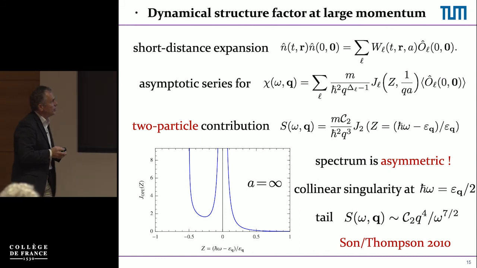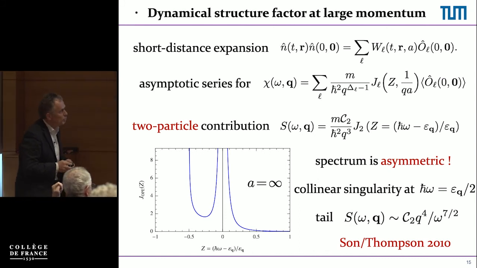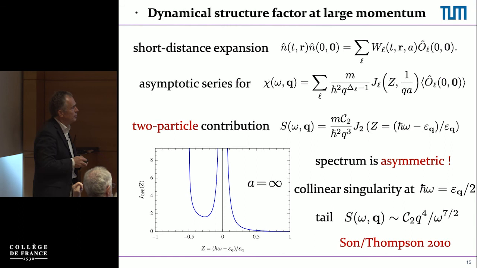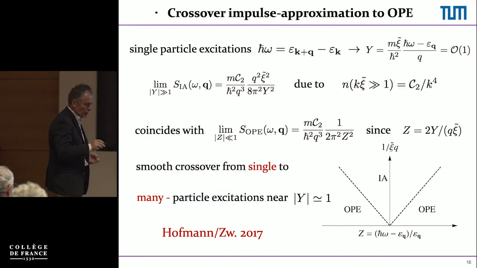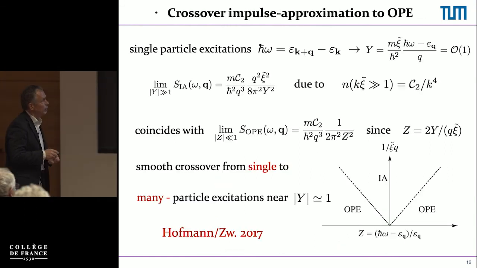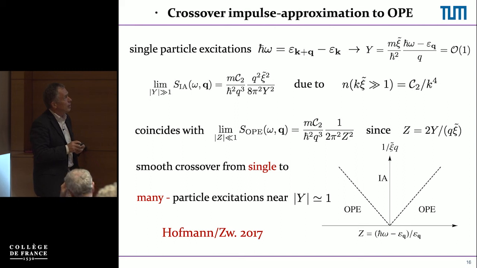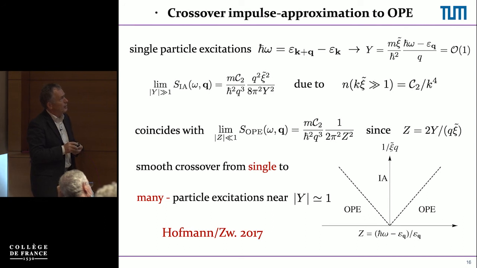Now what you see is this two-body contribution cannot be the full story, because near the single particle peak it diverges like 1 over c squared. So what you need to do is combine both, and I will not discuss this in detail. It's essentially saying that the single particle excitations have this scaling with 1 over q as the deviation away from the single particle peak.